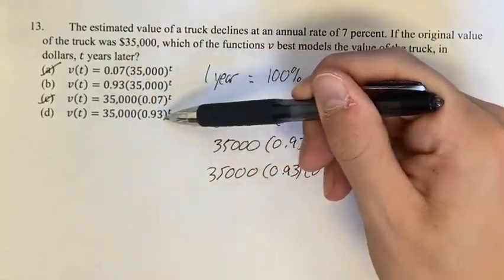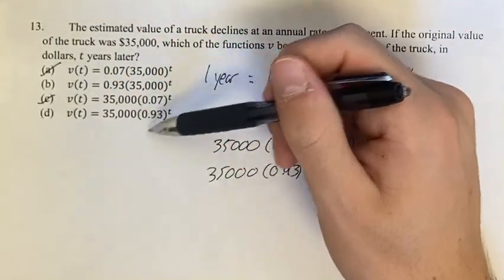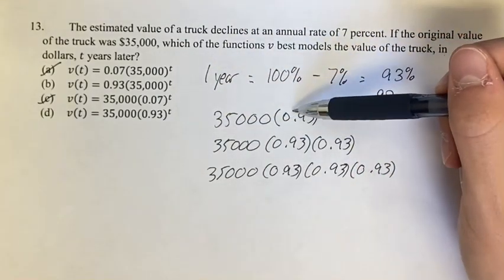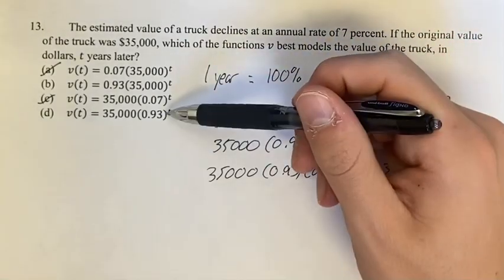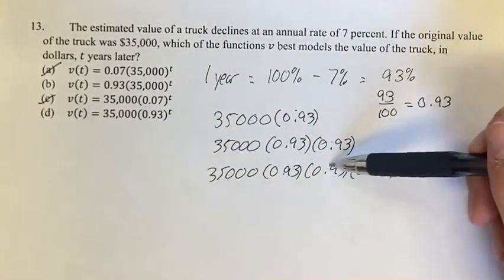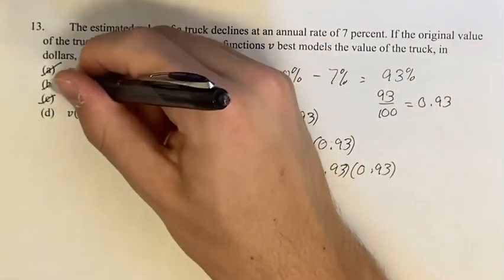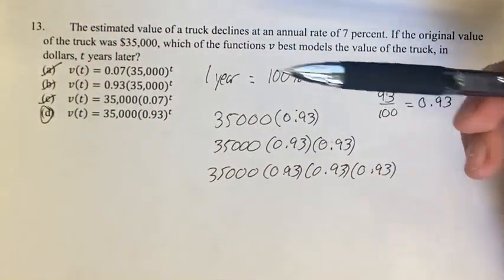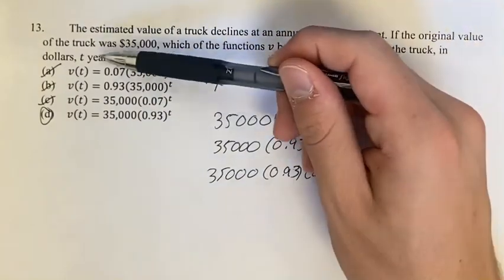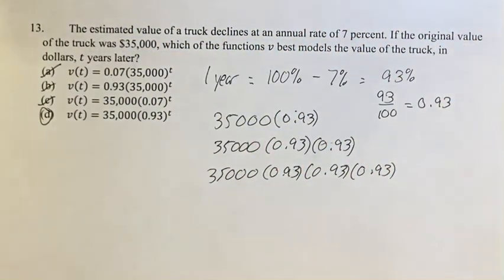However, in this one, in D, we have 0.93 to the t. So if t is 1, if we're looking at 1 year, we have one 0.93. If t is 2, it's squared, just like here. And then it's cubed, just like this, where it's multiplied by itself 3 times. So D is the one that's modeling the decline of this truck. 35,000 times 0.93 to the t, where we're looking at t years after the truck was purchased.